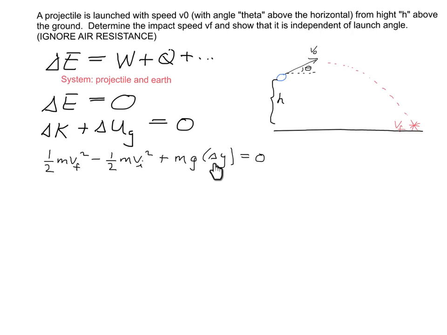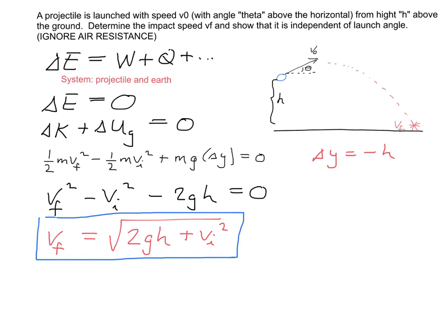Now note this change in y: when we use this formula for gravitational potential energy change, we have to take y as the positive upward direction. So the change in y, from initial to final, is down by minus h. So we can plug that in here. We can divide both sides by m and multiply both sides by 2, and then we get this. Finally, we can solve for the impact speed.